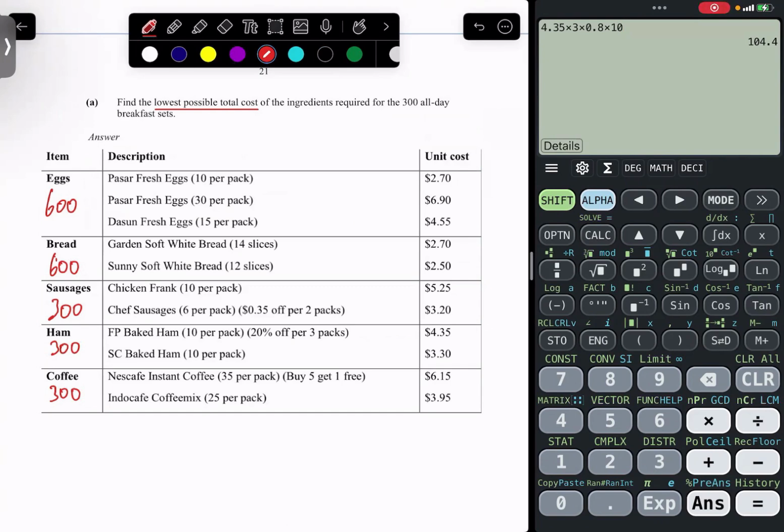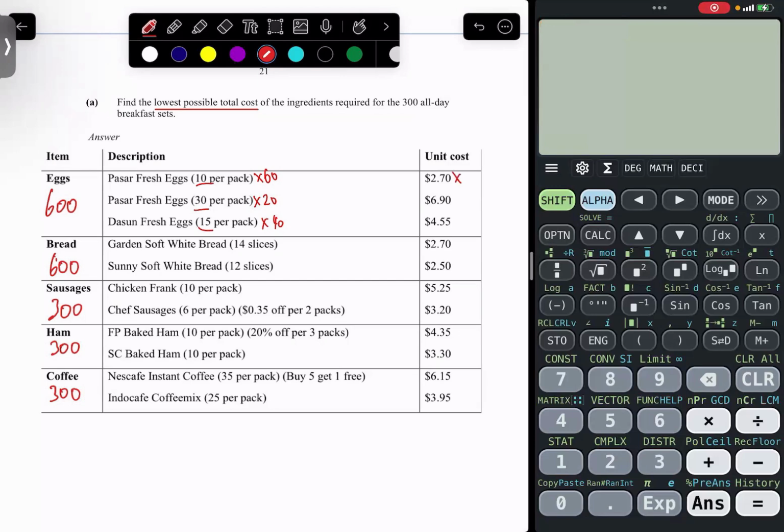Looking at the eggs: 10 per pack, 30 per pack, 15 per pack. We have to consider which one to buy. To get 600 eggs, with 10 per pack, 30 per pack, or 15 per pack, we need to buy 60 of this, 20 of this, or 40 of this. Then we'll look at the price, so just make a quick calculation.